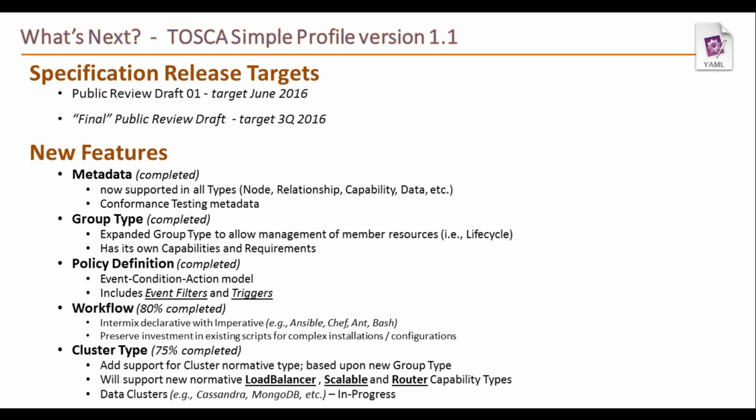Policy definition, you've seen what we're doing there. That work will be completed in 1.1. It has been completed. Workflow, we're almost there. That's the last thing I'm holding up the 1.1 draft for. Clusters, we probably won't have in the first draft because we're still debating heterogeneous and homogeneous clusters. That debate is going to take longer than I want, so we're going to do that probably between June and final in the third quarter.